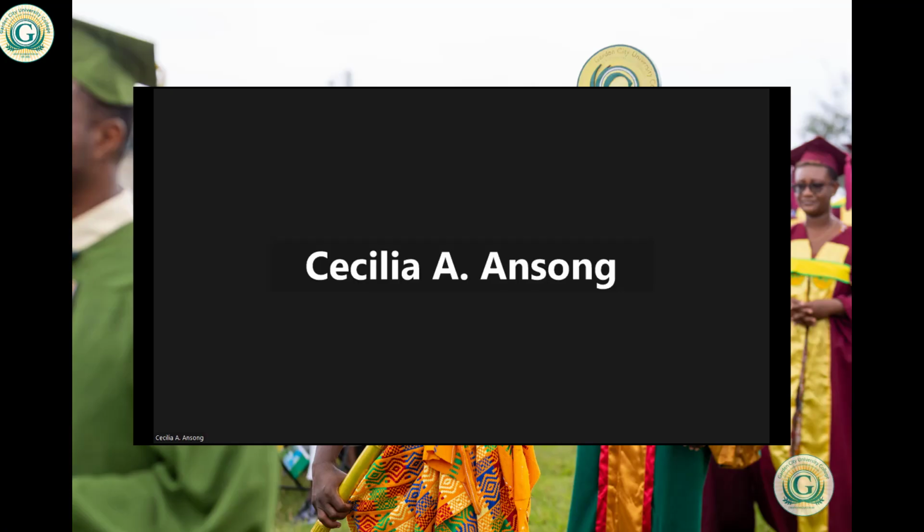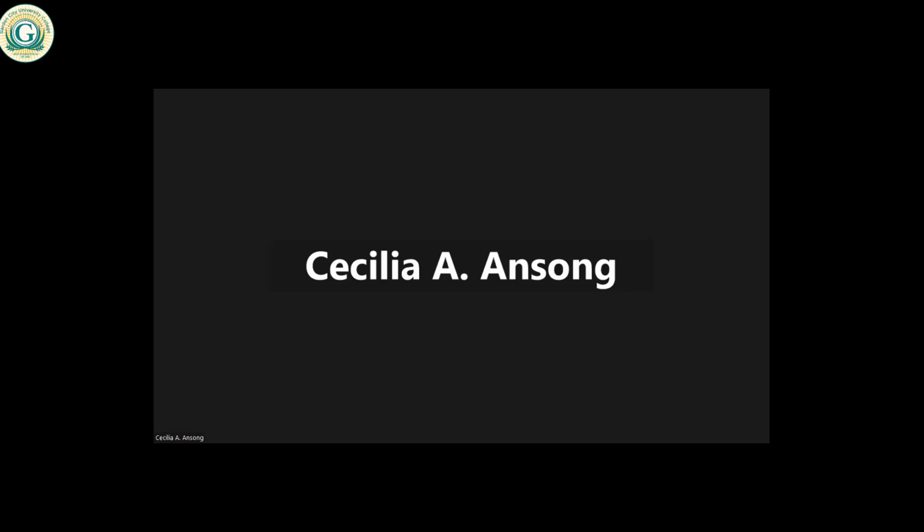Under the range or scope or abstractness, the next that we have is the middle range theory. Middle range theories target specific phenomena or concepts.